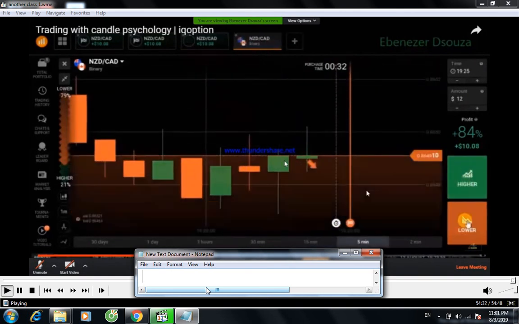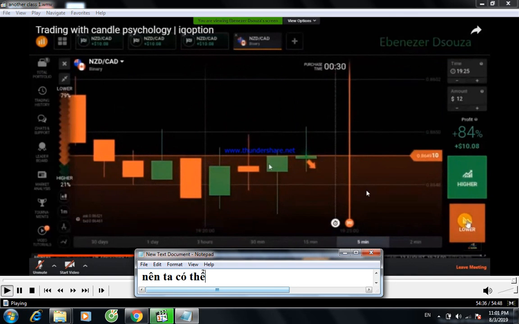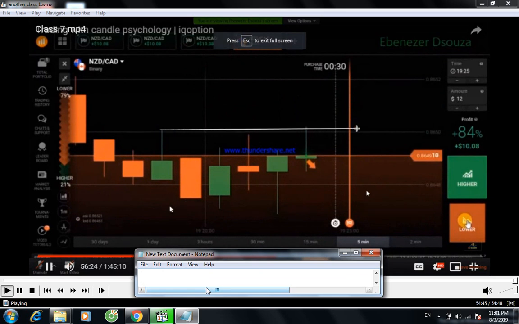It already reversed from this level. We are seeing the same rejections from the same level. Okay, 56.